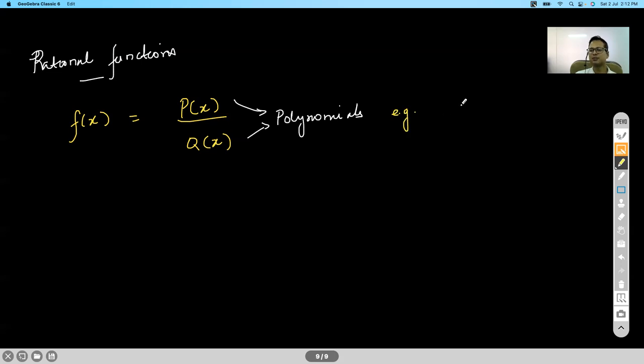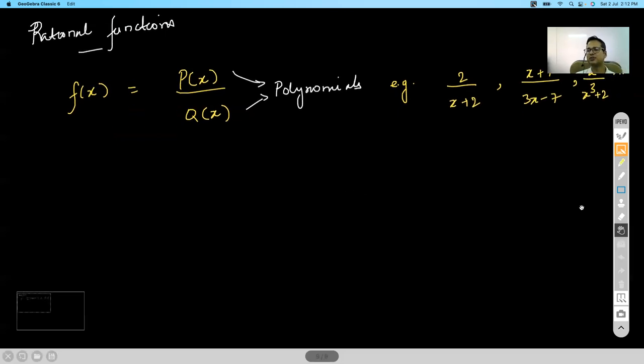Examples could be something like a constant divided by, let's say, x plus 2. That's a rational function. Let's say x plus 1 divided by 3x minus 7. It's a rational function. Or x squared divided by x cubed plus 2. Rational function. There can be so many such examples. Now, what are we going to learn here? We are going to learn two things: domain and range. Domain I will first quickly tell you: how do we find the domain of any rational function?